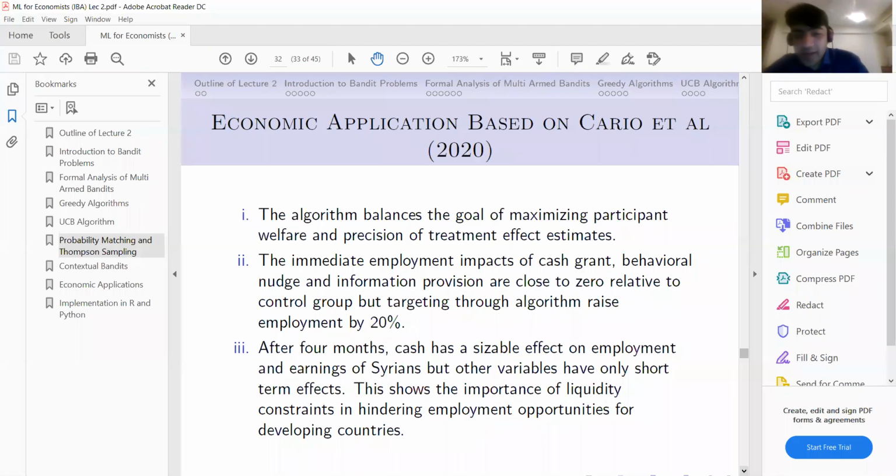So they have 4 different treatments. They have a cash grant. They have a behavioral nudge in which they motivate people. They give people a calendar, and they give people training regarding how to find jobs and so on. Maybe training regarding other issues, cultural shock issues, and how to navigate the Jordanian labor market. That is what they call a behavioral or psychological nudge or intervention. The third treatment is information provision. They provide more information about job opportunities available in their local community and so on. And the fourth treatment is just the control treatment. They don't do anything, and they observe these people over time. These are the 4 arms of the bandit.